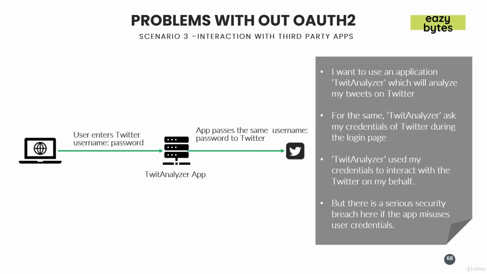But again, here we have a very serious problem: I'm sharing my Twitter credentials with the Tweet Analyzer app, which is a serious security concern. What if the Tweet Analyzer app misuses my credentials? What if they tweet on my behalf using the backend APIs of Twitter? All these kinds of scenarios can be avoided by following the OAuth2 framework. And we have n number of scenarios that will get solved by the OAuth2 framework.